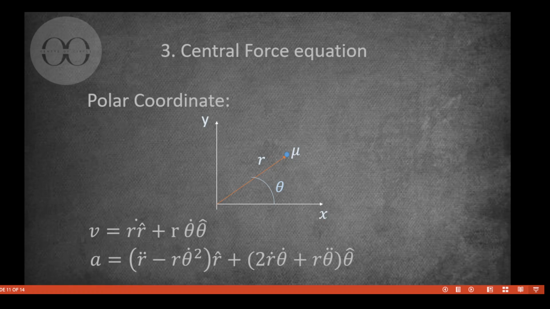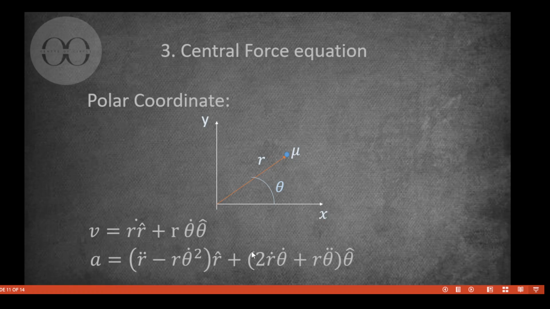Well, if we take the time derivative of this equation again, then we find our equation of acceleration, which is written here: a equals r double dot minus r theta dot squared, r hat, plus 2 r dot theta dot plus r theta double dot, times theta hat. Here, this term is called Coriolis acceleration, and this term is called the centripetal acceleration, and this whole term is called radial acceleration, and this whole term is called tangential acceleration.